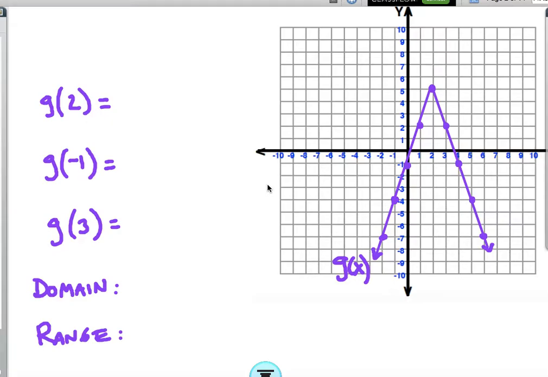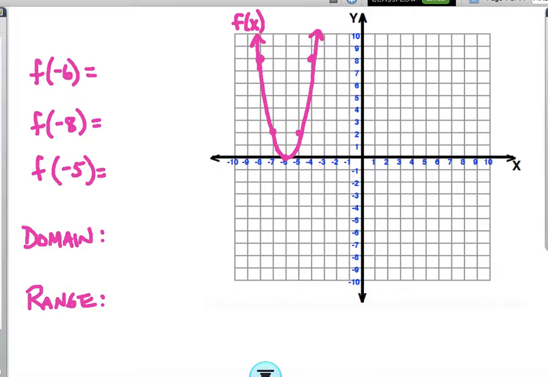All right. Hi, guys. So today we are going to keep talking about function notation. We're going to add on the concept of domain and range today. And we're primarily going to be looking at graphs now. So the first thing we're going to start with is this.